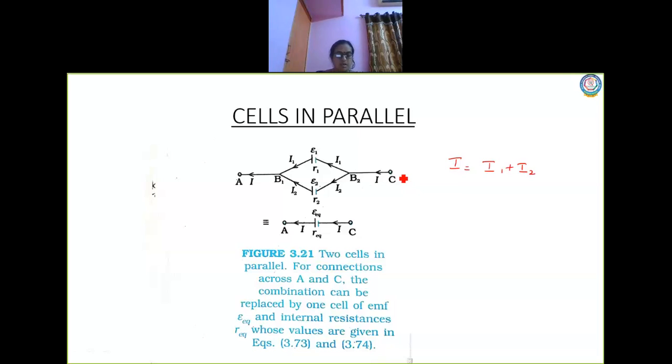The potential at B1 is given as VB1. VB1 is, I will write in short, POT, potential at B1. And what is VB2? VB2 is again potential at B2. Right. Now let us consider the first cell.